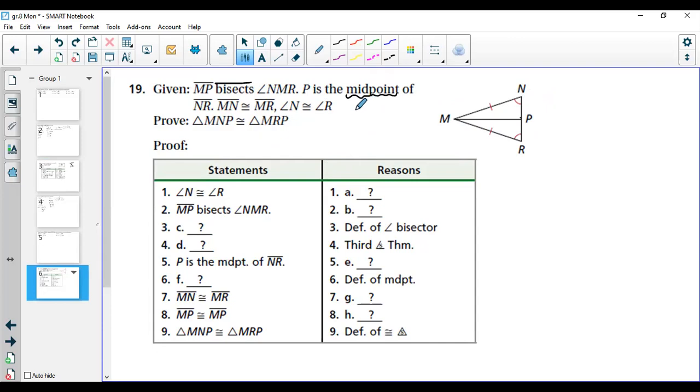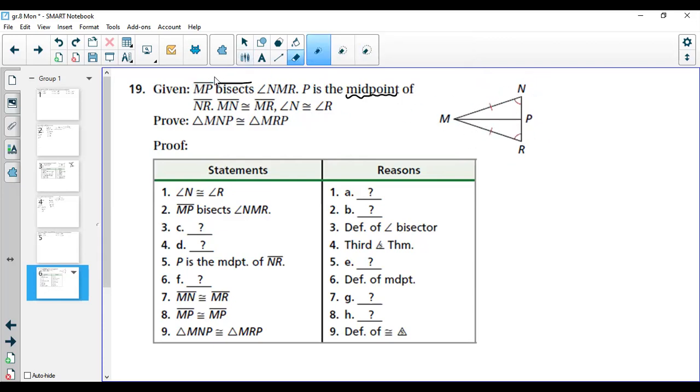So prove angle MNP is congruent to angle MRP. Triangle MNP is congruent to triangle MRP. Now, make sure you say something about this angle and this angle because they both are equal. You need to say something about these two also. And so those are the angles. Then we have to say something about the equal sides. So which ones make the equal sides? This one. You have to say something about those two sides, as well as this side and this side. So let's start.